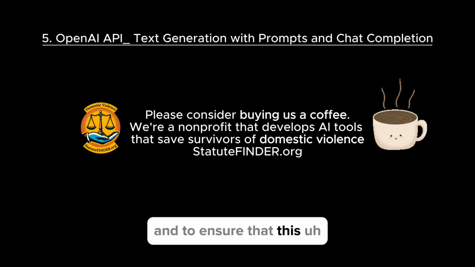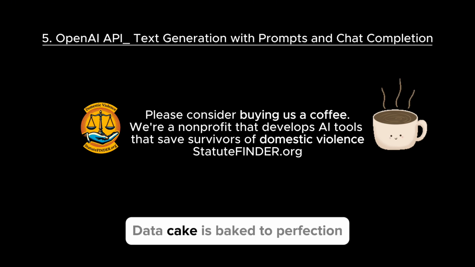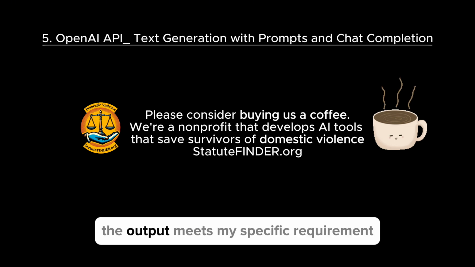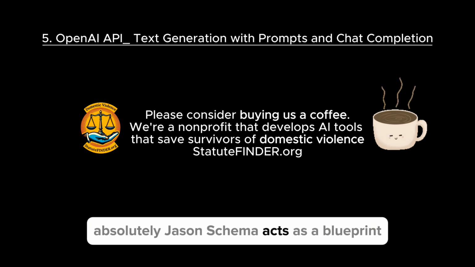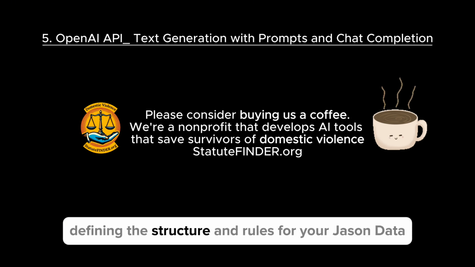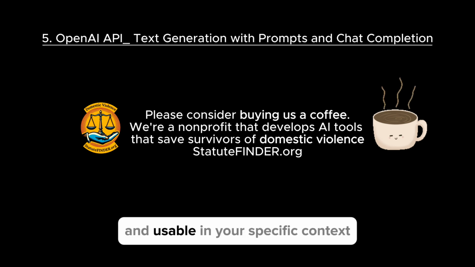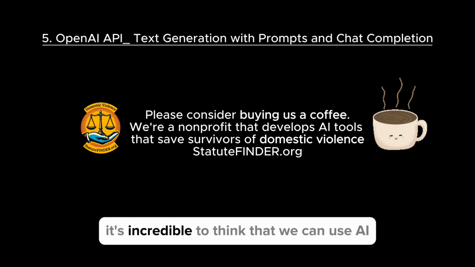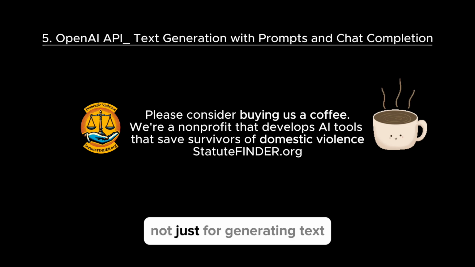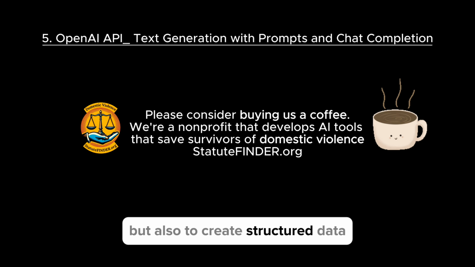And to ensure that this data cake is baked to perfection, we have JSON schema, right? It's like the recipe that guarantees the output meets my specific requirement. Absolutely. JSON schema acts as a blueprint, defining the structure and rules for your JSON data. This ensures that the AI generates data that is valid and usable in your specific context. It's incredible to think that we can use AI not just for generating text, but also to create structured data that can power our applications and workflows.